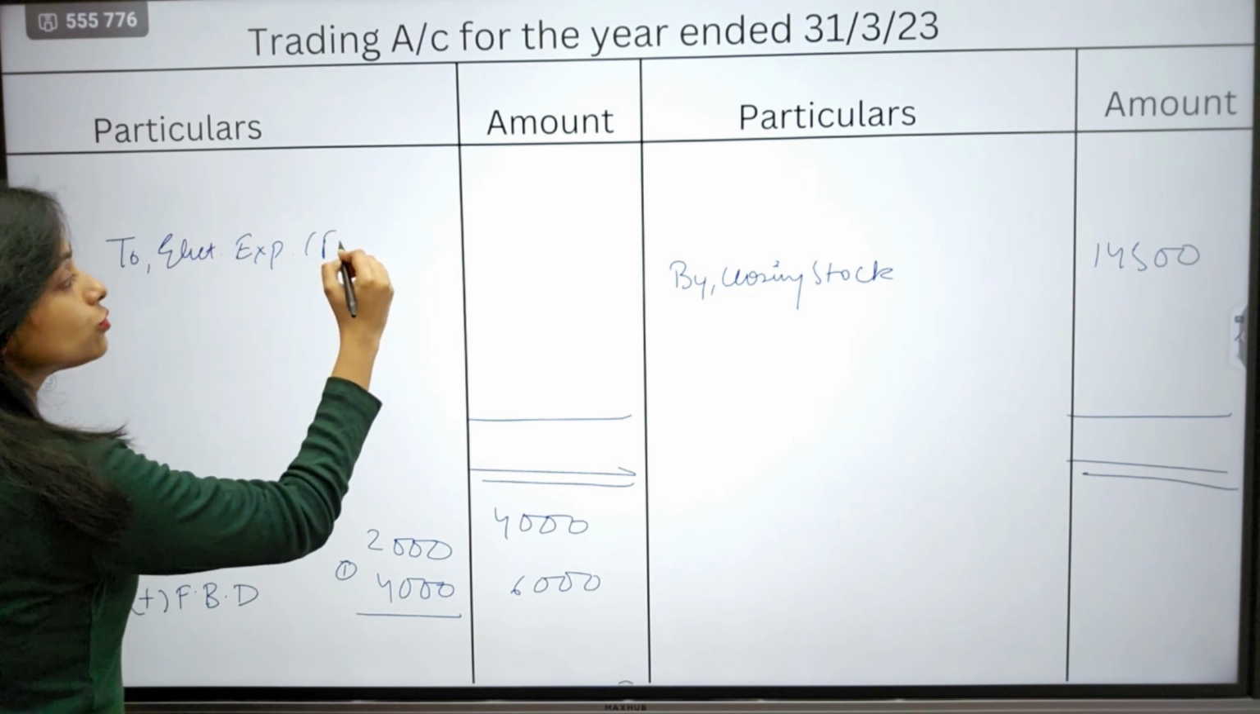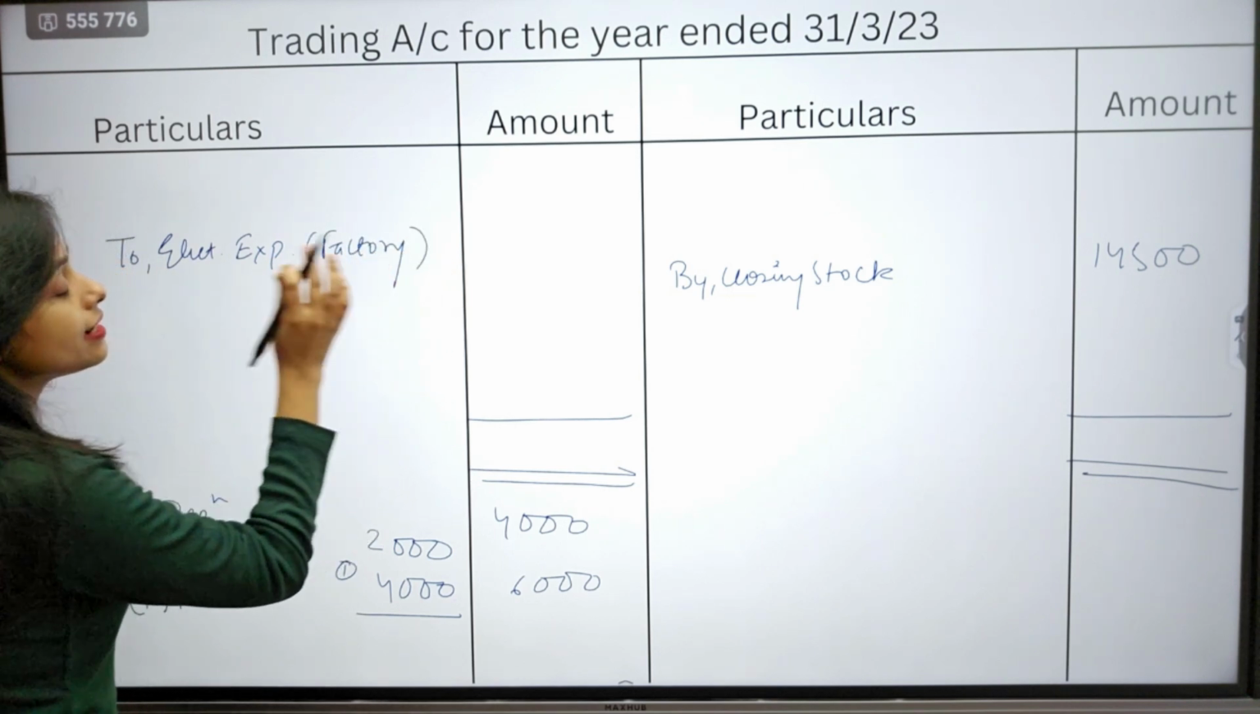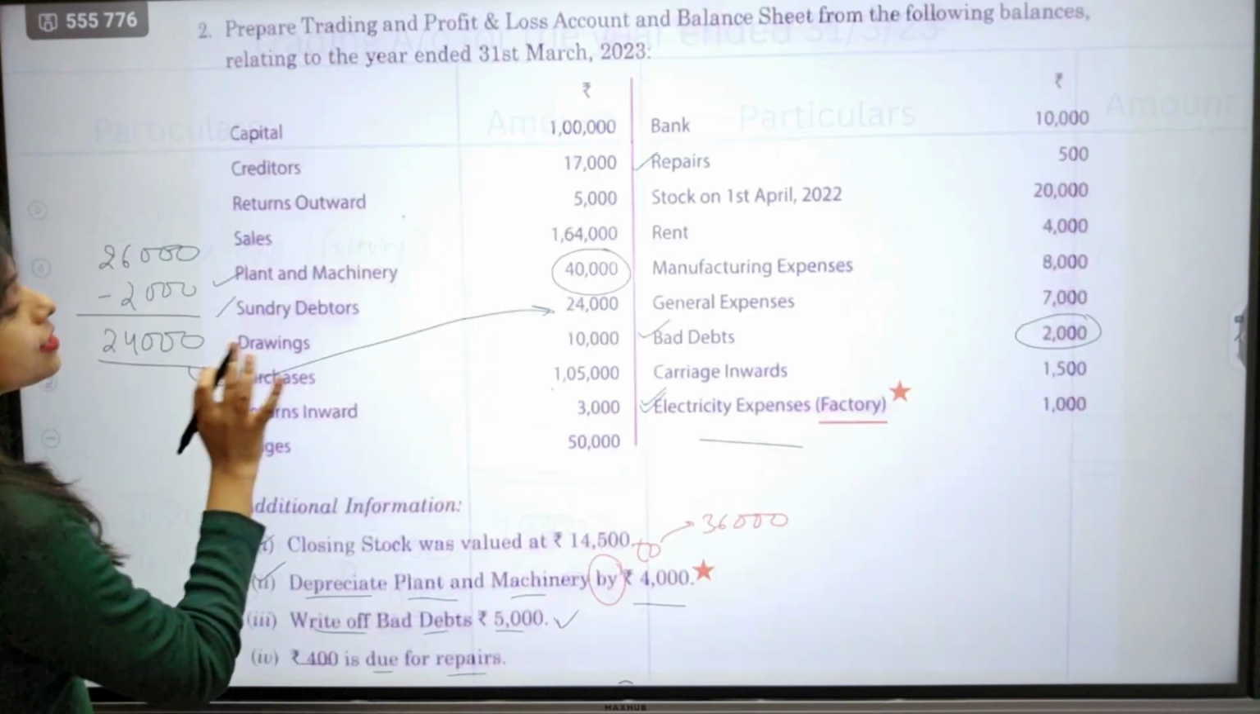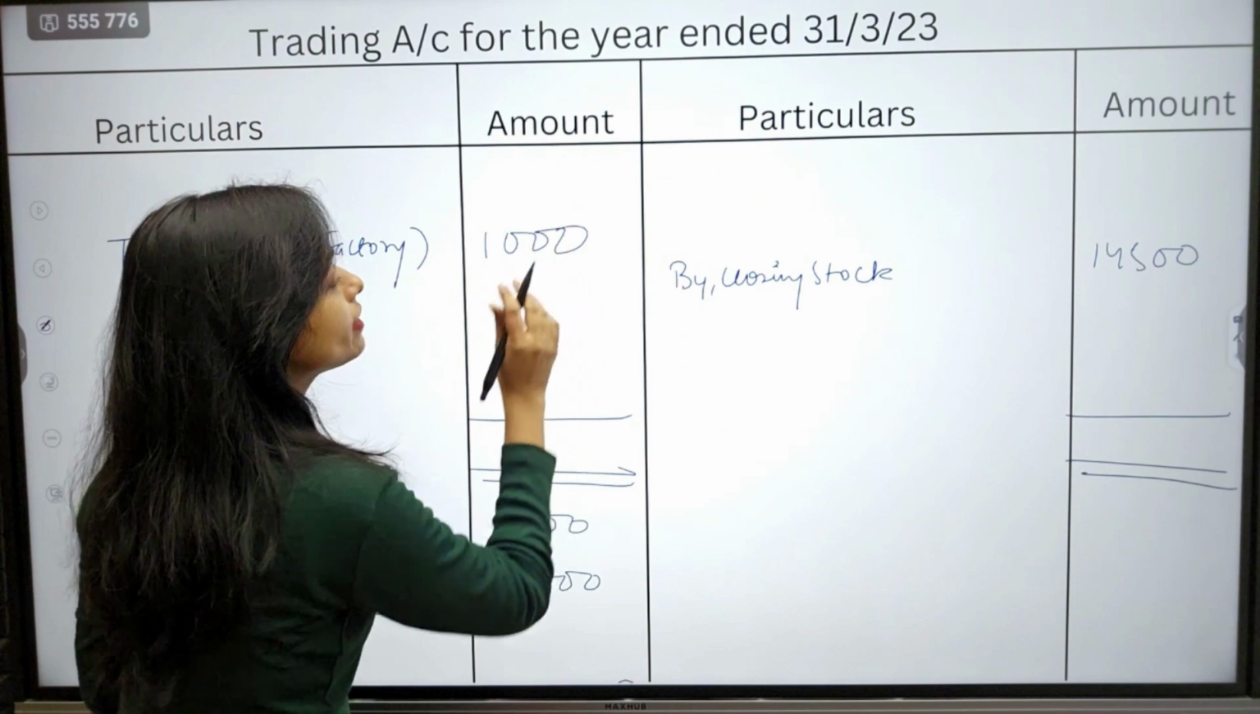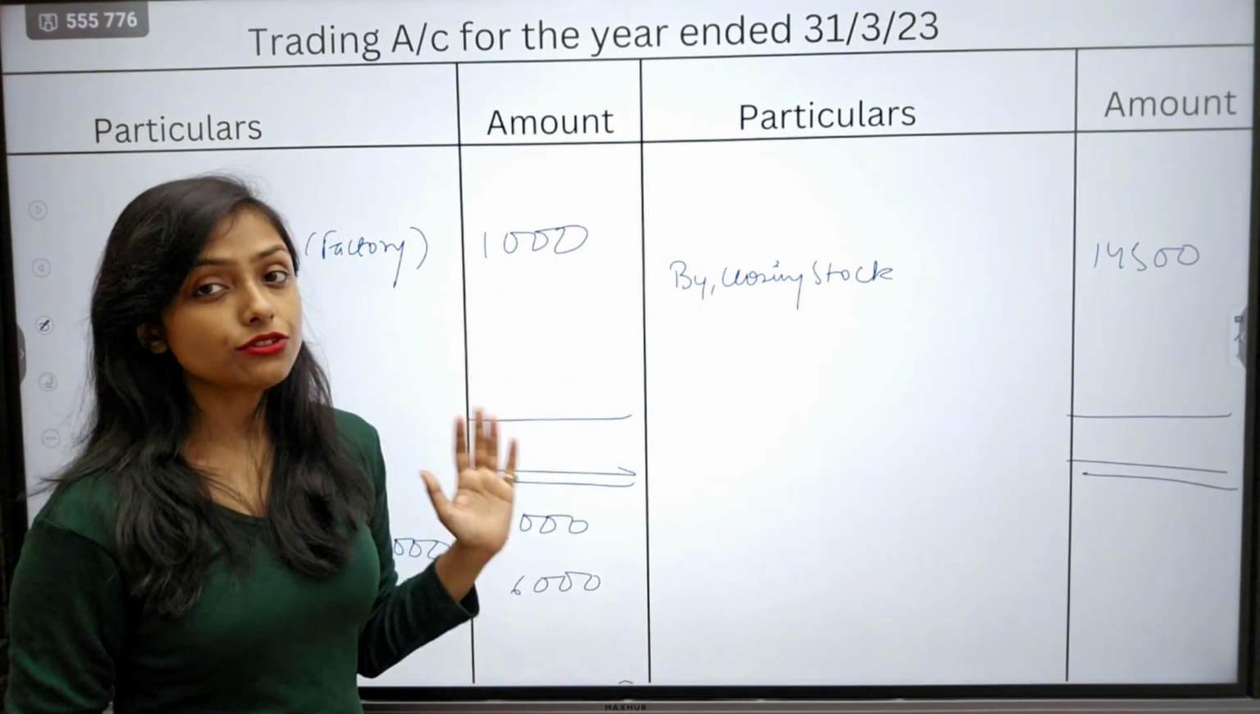Because this belongs to the factory, it is directly affecting your production. So this is how much? 1000 rupees. Okay, 1000 rupees is going to affect your production, hence you write it in the trading account.